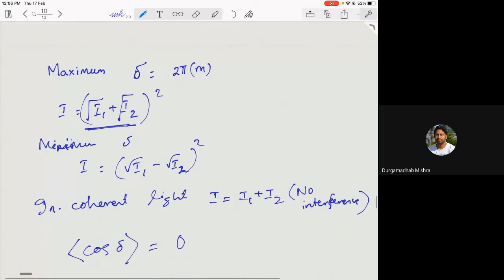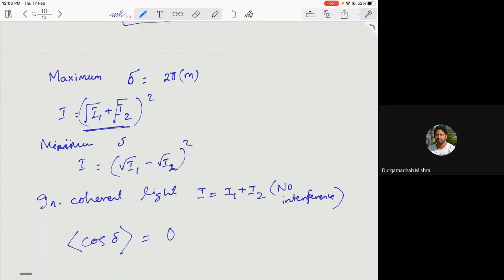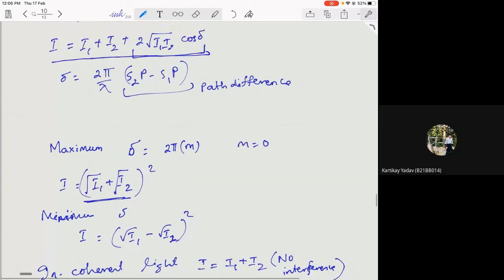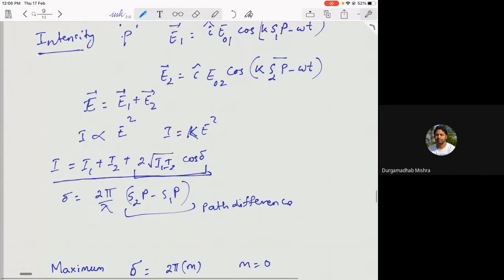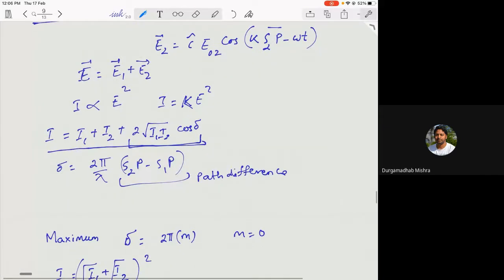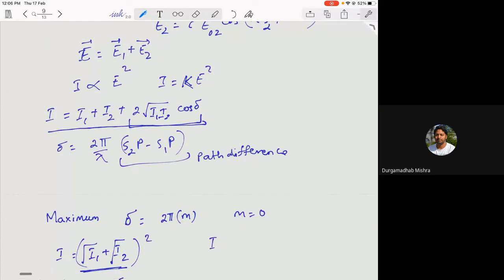So if, let's say, m is equal to 0, in that case, what will be the intensity here? Cos 0 is 1, so I1 plus I2 plus 2 times square root of I1 I2, which is square root of I1 plus square root of I2, whole square. So that means you have this term, 2 square root of I1 I2, always there.